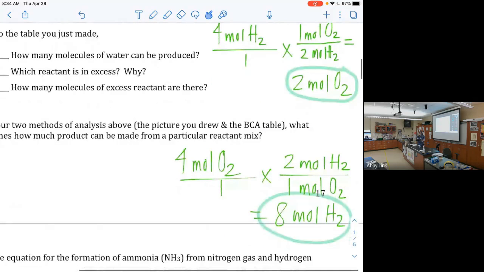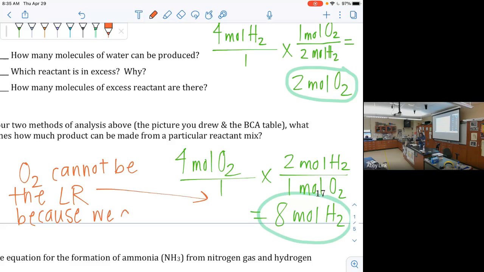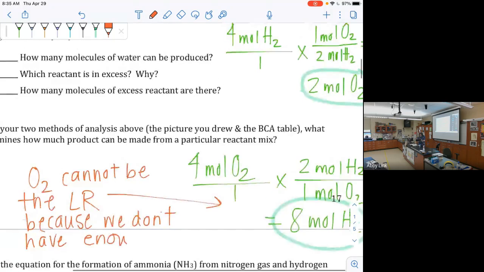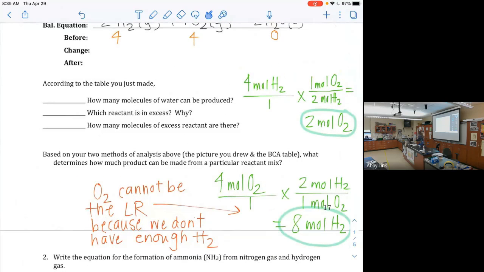So what this calculation tells me is that O2 cannot be the limiting reactant. I'm going to shorten that as LR. You'll get used to that. Because we don't have enough H2. Okay. Now, let me back up a tiny bit.